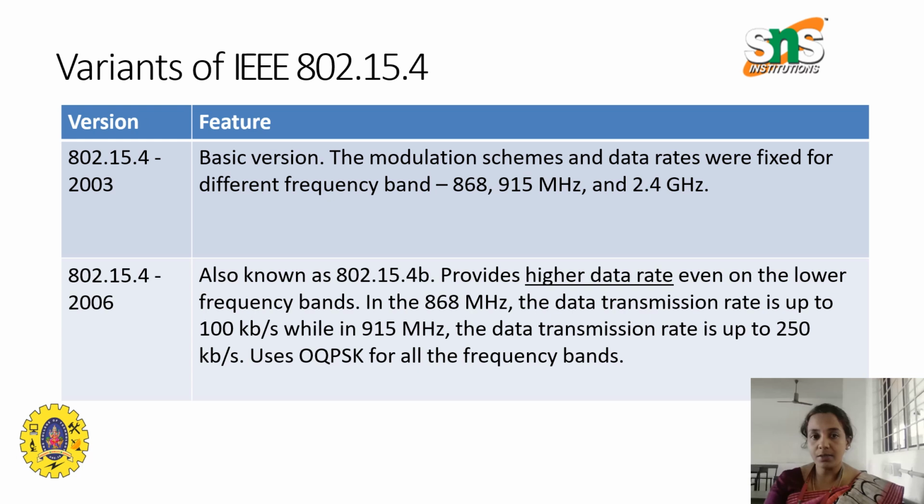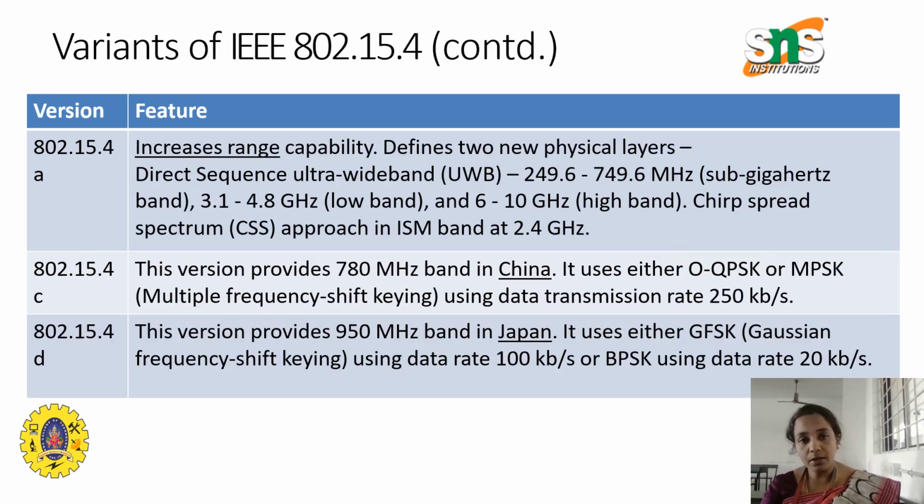These are the variants of the IEEE communication protocol. The variants are 802.15.4-2003 and 2006. The other versions are also there, which are 802.15.4a, 4c, and 4d. 4a was invented with two physical layers. 4c was invented in China. 4d was invented in Japan.